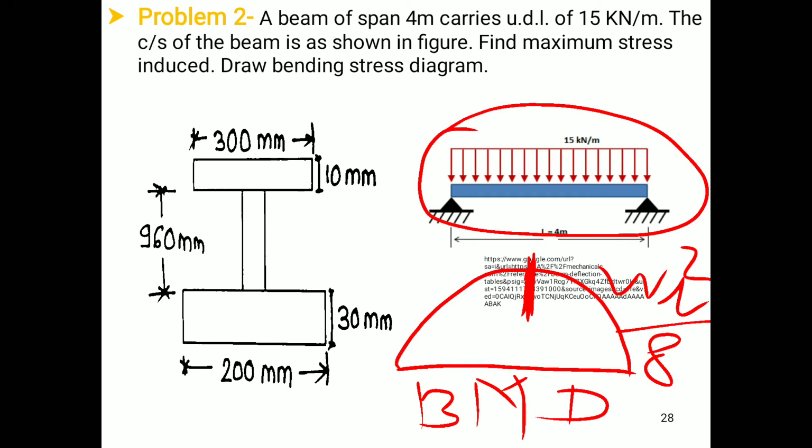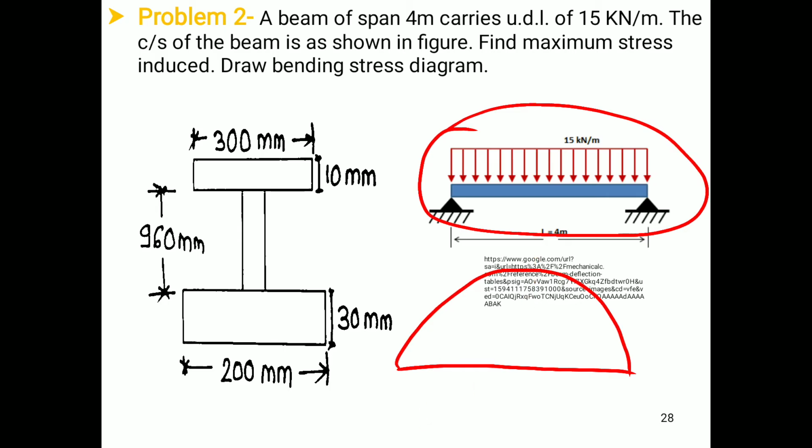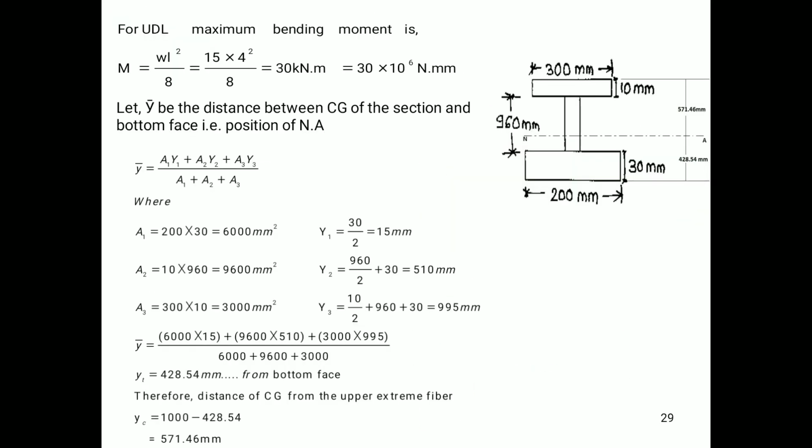Now, what is W? W is nothing but the intensity of loading and it is 15 kN per meter. It is already given in the numerical. Whereas L is 4 meter. It is also already given in the numerical. On putting the value of W and L into the equation of maximum bending moment, we have maximum bending moment M is equal to 30 into 10 raised to 6 Newton mm. Remember that this is 30 into 10 raised to 6 Newton mm. We can convert it into kilonewton meter also. In kilonewton meter, it will become 30 kilonewton meter.